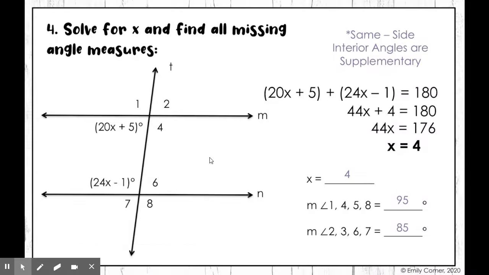So the main thing you need to study in this lesson are the different vocabulary words that describe the relationships, whether they're same side interior, vertical angles, corresponding angles. That's what you need to know.